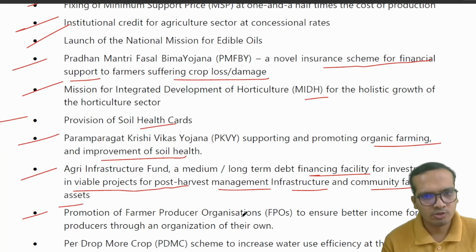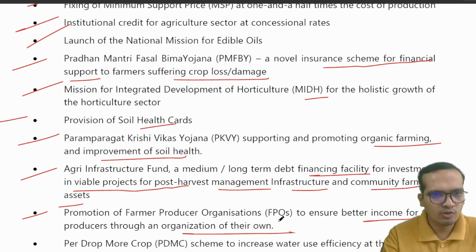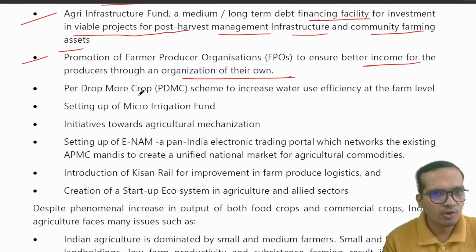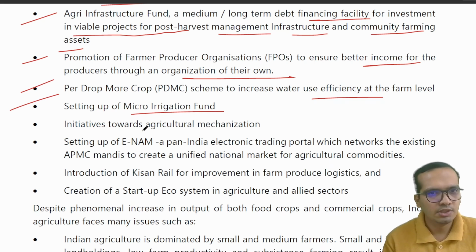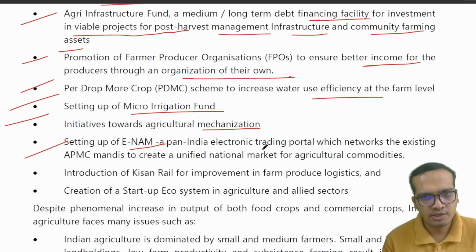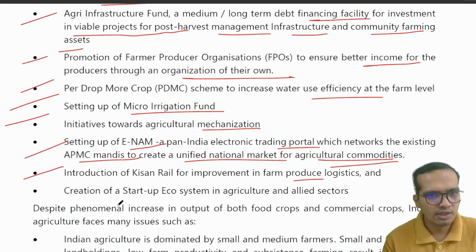Promotion of Farmer Producer Organizations FPO to ensure better income for the producers through organization of their own. Per Drop More Crop PDMC scheme to increase water use efficiency at farm level. Setting up of the Micro Irrigation Fund. Initiatives towards agriculture marketing: setting up of eNAM, a pan-India electronic trading portal which networks the existing APMC mandis to create a unified national market for agriculture commodities. Introduction of Kisan Rail for improvement in farm produce logistics. Creation of a startup ecosystem in agriculture and allied sectors.